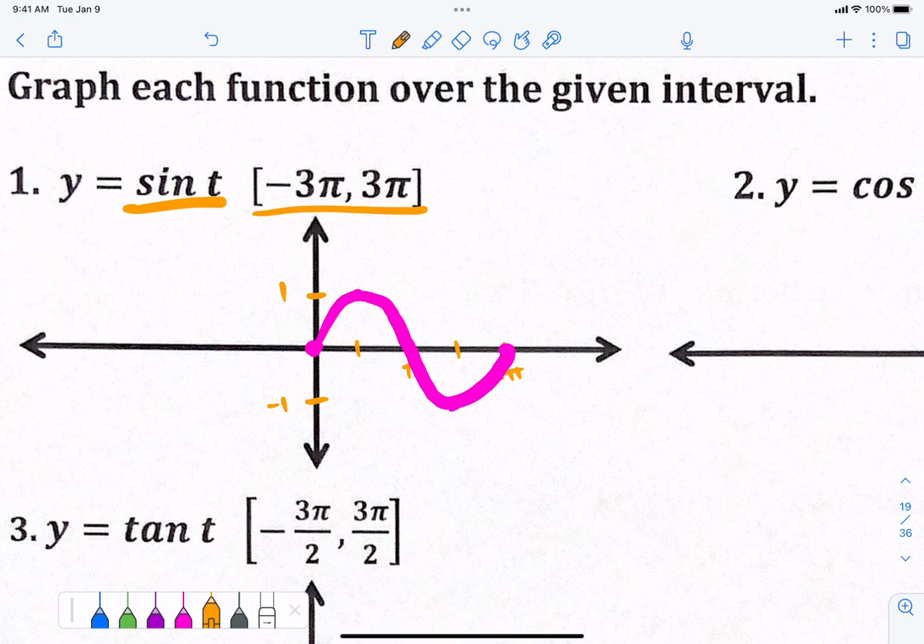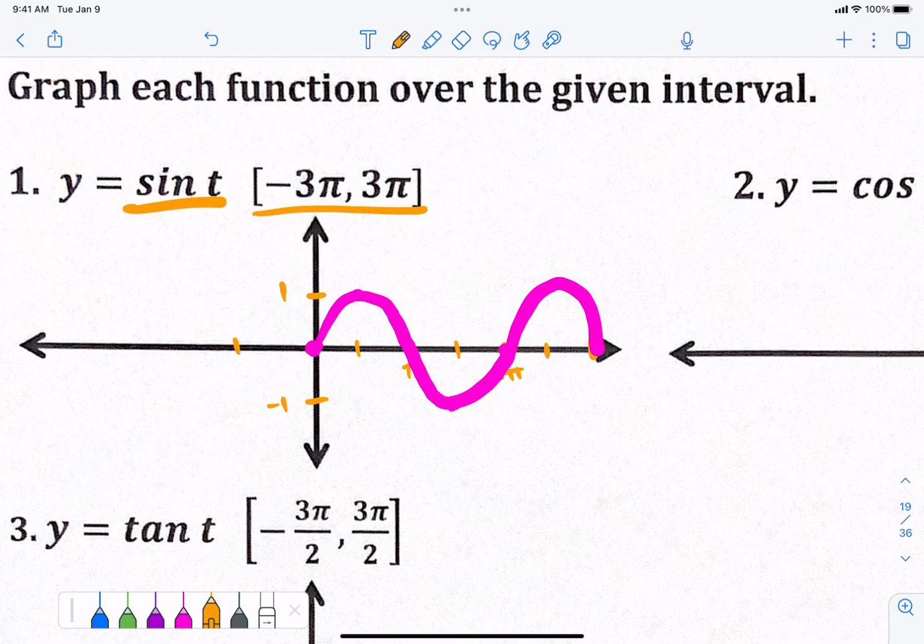Now, if I'm going instead to 3 pi, which would be here, how much more of a cycle does he do? Half, right? He does another little hump up at the top, just from there to there. Do you see that? That's just 3 pi. Okay? Then we're going to do the same thing on the other side.